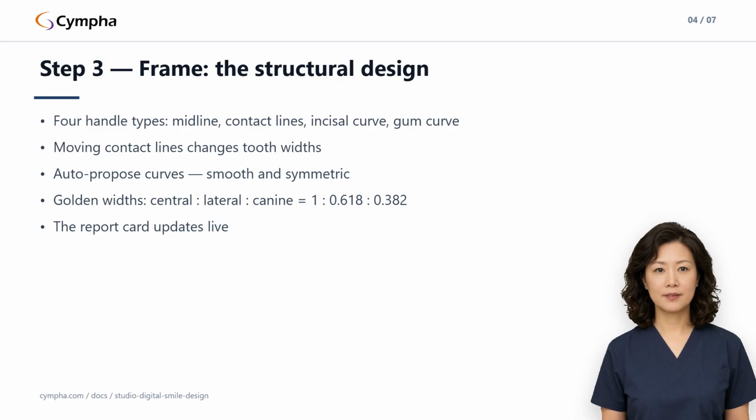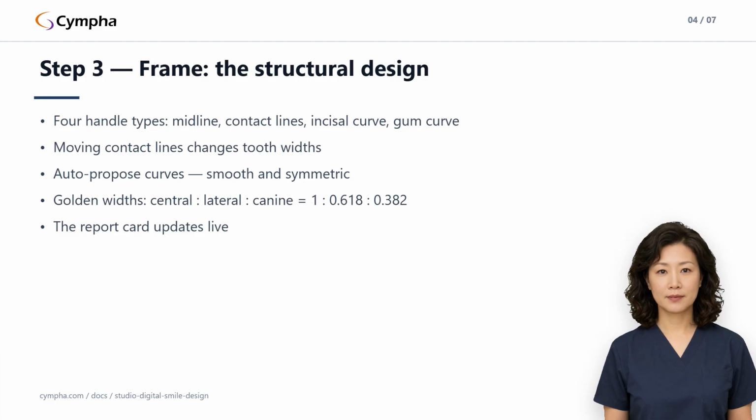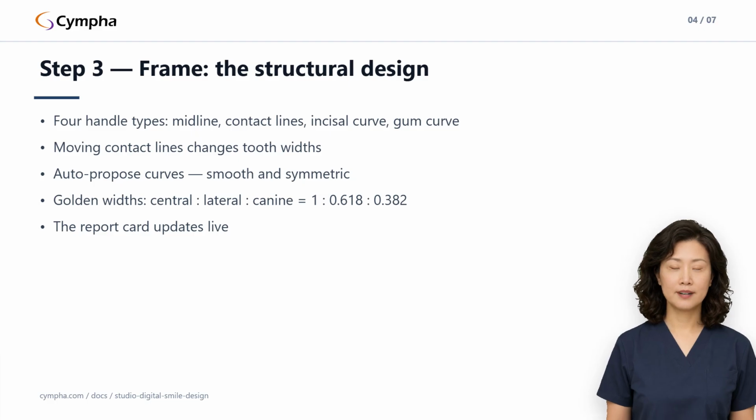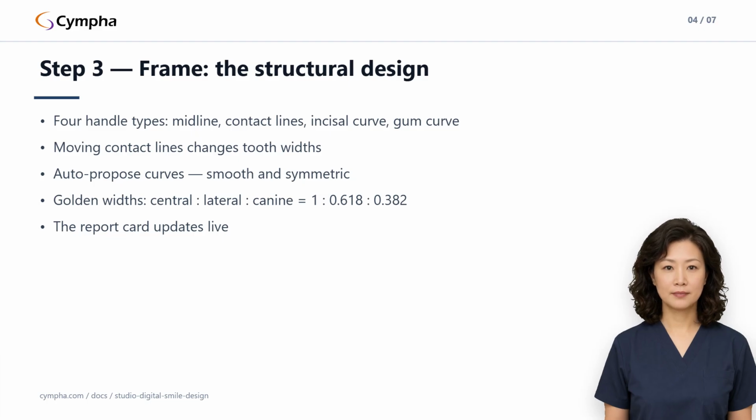2 accelerators sit alongside the handles. Auto-propose curves generate smooth, symmetric curves as a starting point. And golden widths rebuilds the anterior contacts to the golden proportion, central to lateral to canine at 1, to 0.618, to 0.382. All the while, the report card updates live as you design, so you're never guessing what your edits did to the measurements. Edits here cascade. That's the point of frame, and it's also why the next step exists.